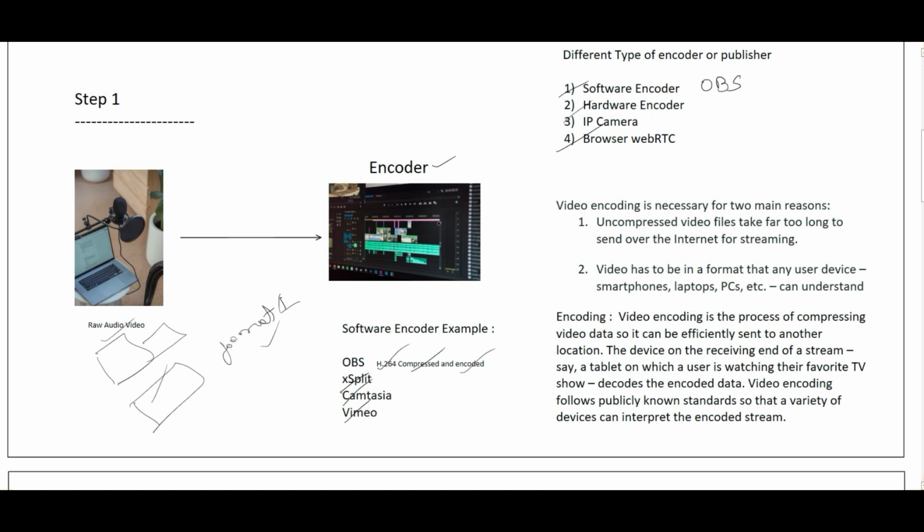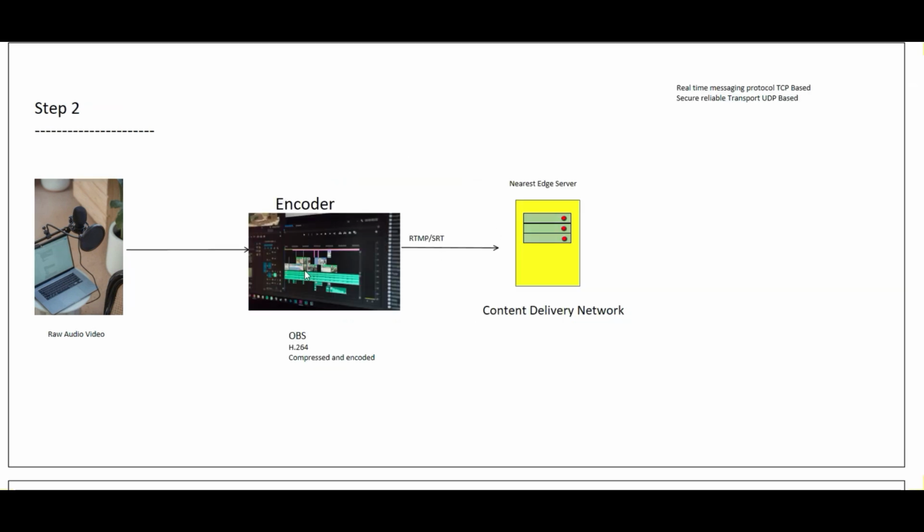So let's see what the next step is. In the next step, the videos are encoded by our OBS software. In this example we are taking the OBS software as an encoder, which captured our raw audio and video and encoded it in H264 format. Next, it has to send that audio and video, whatever it has encoded, to the nearest edge server. So why does it need to send to the CDN?